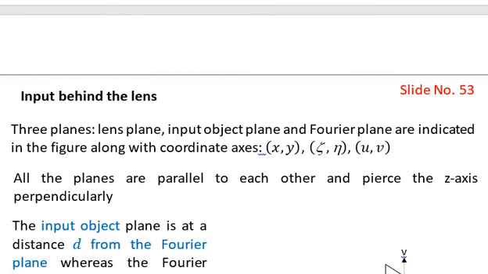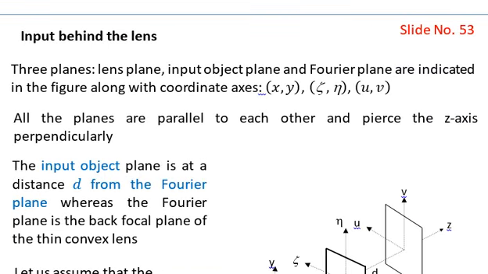We have discussed two cases earlier. The first case was the one in which the object was just behind the lens. In the second case the object was at a distance d in front of the lens. Now the third case we are going to discuss is the case in which the input object is behind the lens.